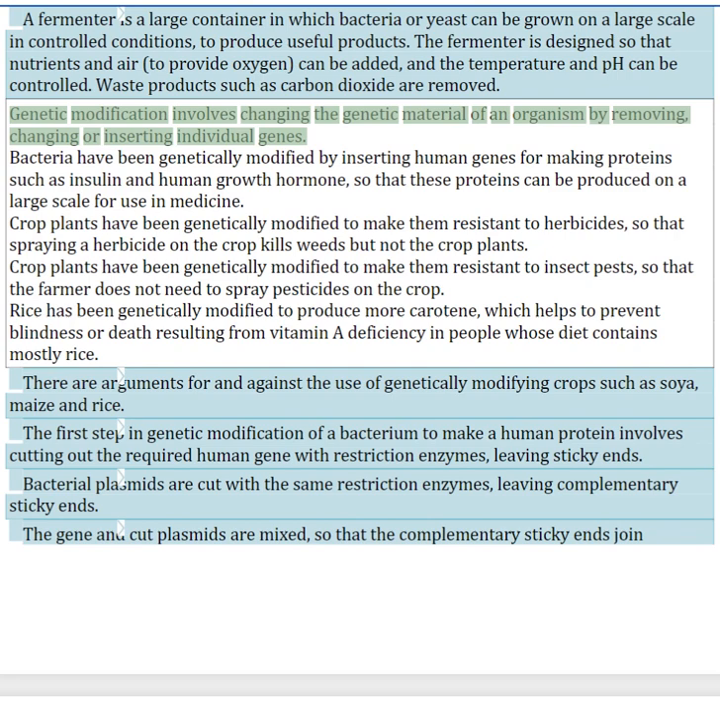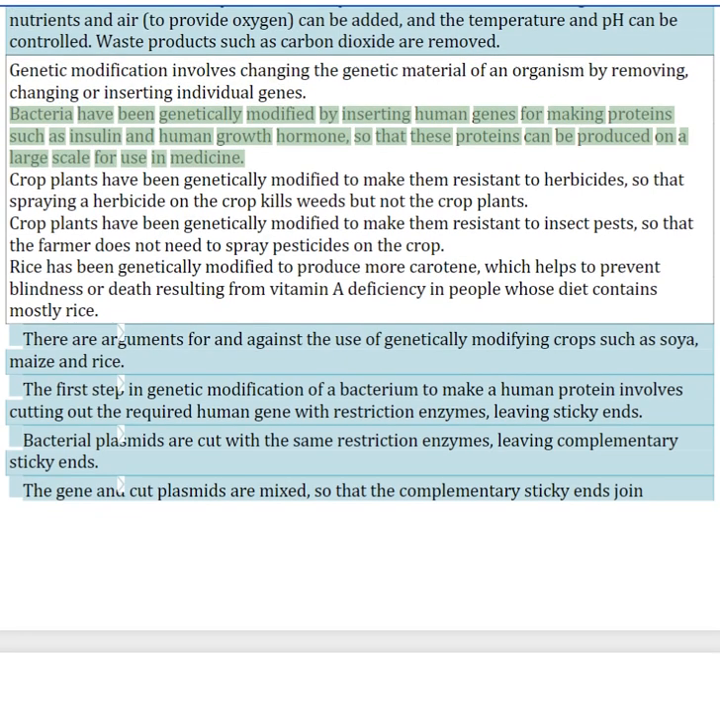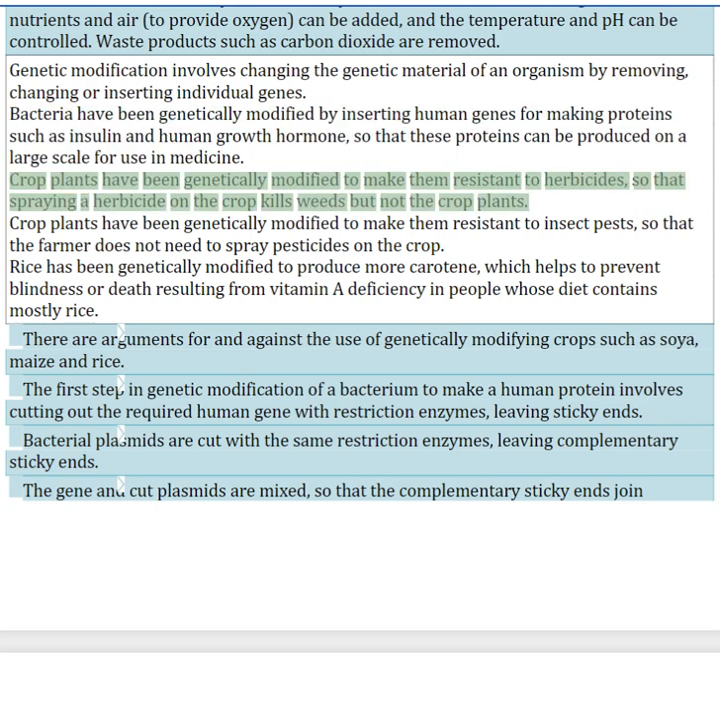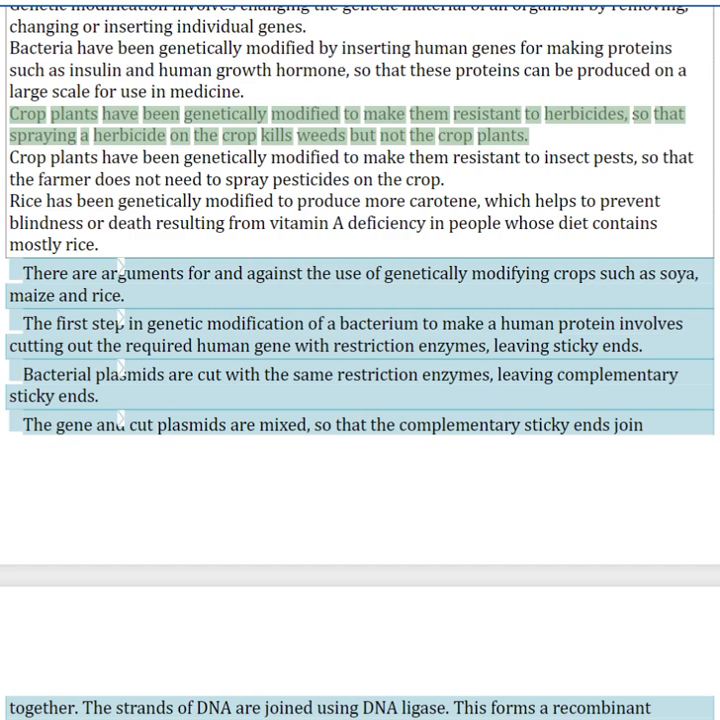Genetic modification involves changing the genetic material of an organism by removing, changing, or inserting individual genes. Bacteria have been genetically modified by inserting human genes for making proteins such as insulin and human growth hormone, so that these proteins can be produced on a large scale for use in medicine. Crop plants have been genetically modified to make them resistant to herbicides, so that spraying a herbicide on the crop kills weeds but not the crop plants.